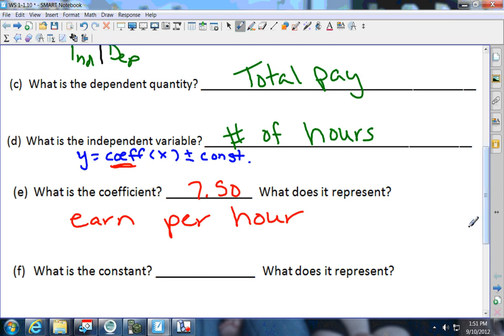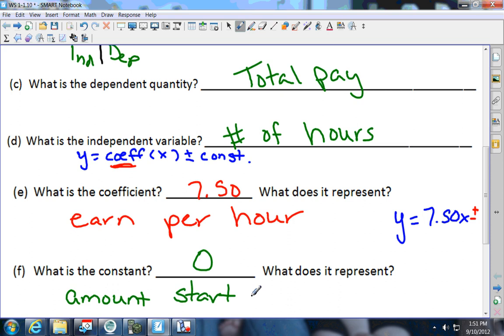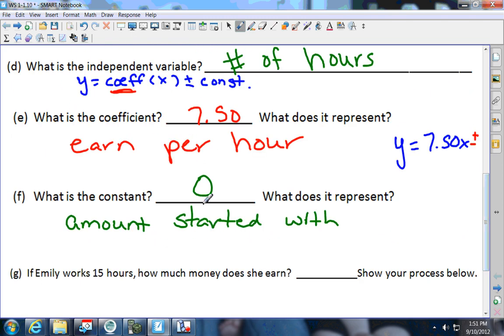My constant, well, the equation I had was y equals 750x. Is there anything being added or subtracted to the end of it? No. My constant is 0. What does that mean? It's the amount I start with. Because think about it. When you first show up to your job, you don't get something just for showing up. So you start at 0 and then you get $7.50 each hour.